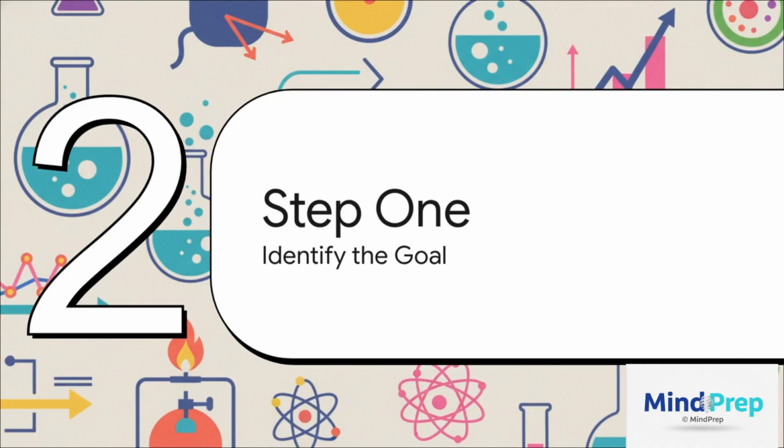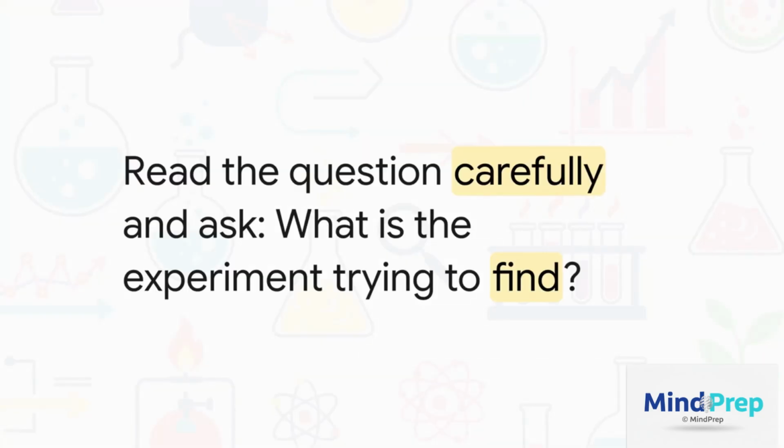All right, let's dive right into step 1. Identify the goal. Seriously, this is the foundation for everything else. So before you even think about looking at the answer choices, your first mission is to read that question carefully and figure out what it's really asking. What's the main point, the core objective? You gotta know what you're looking for before you can find the right answer.